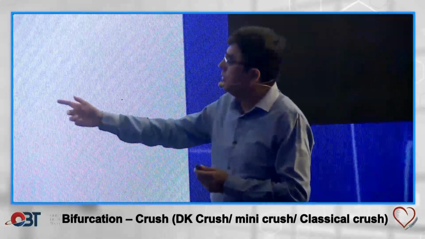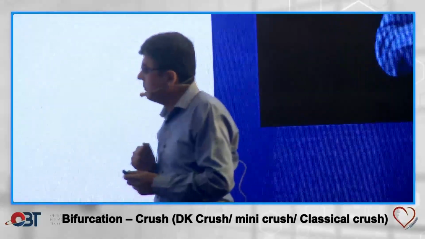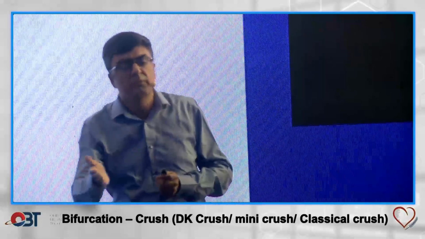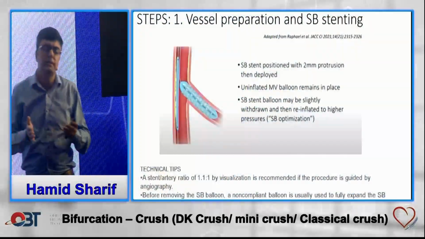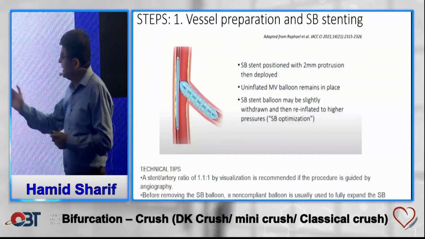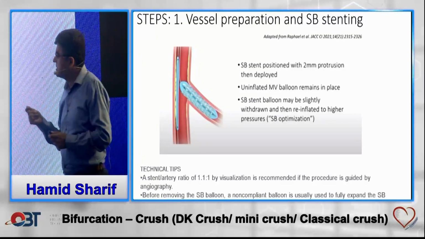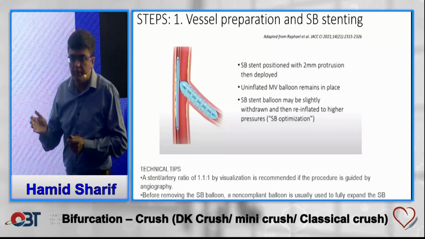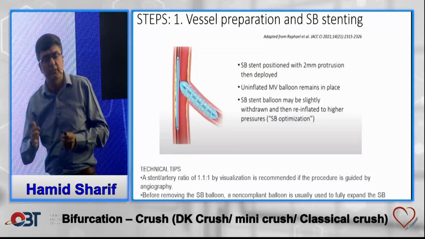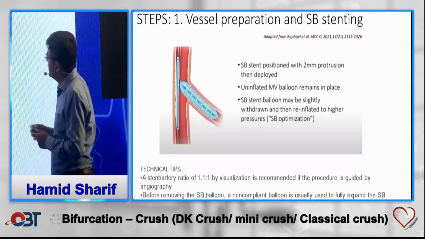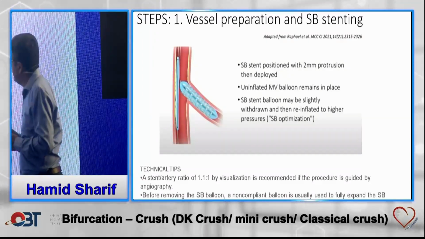And we take a balloon in the main branch, a semi-compliant balloon, and the size of that balloon should always be sized to distal. For example, if the distal main vessel is 3, we take a 3.0 balloon. We place it, and we slightly protrude the side branch stent into the main branch, approximately 2 millimeter. We see in different views, make sure that there is not much protrusion, and it is deployed. The side branch stent balloon may be slightly withdrawn and then reinflated to high pressure.